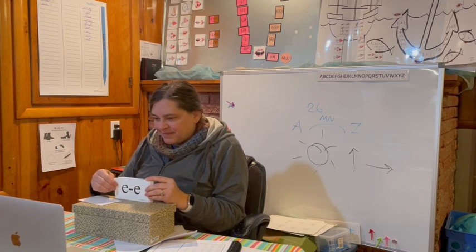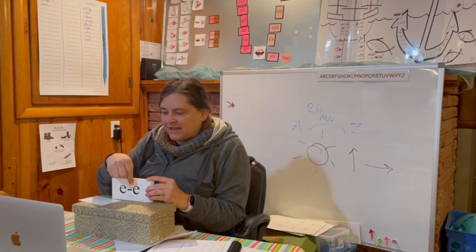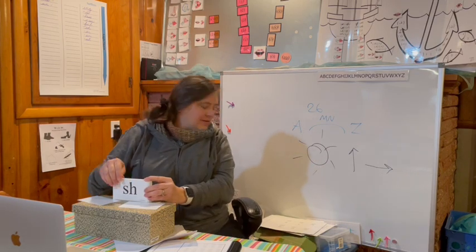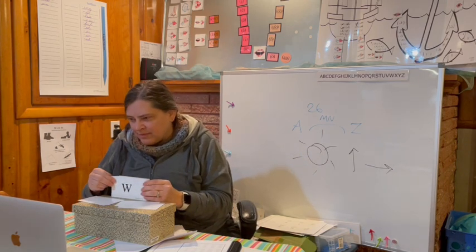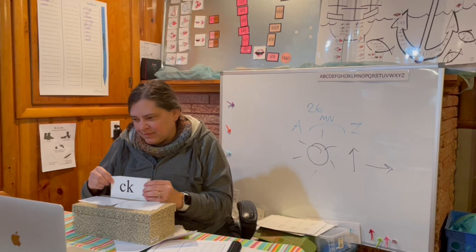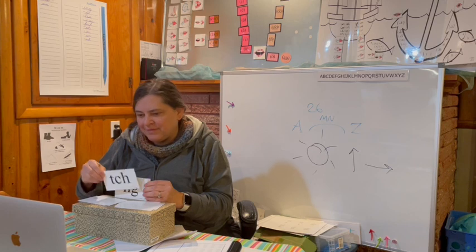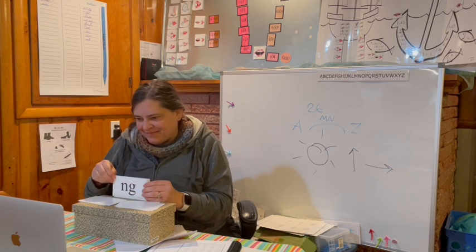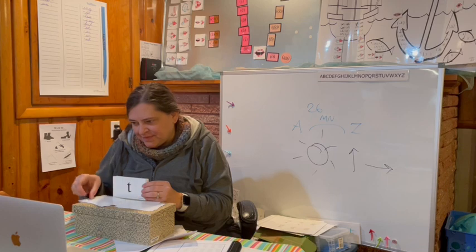S, E, combination E. So it's E, consonant E. E, E, that's right. Then S, H, perfect. O, W, I got P, H. I got C, K. I got T, C, H. I got N, G, L. A, consonant E, perfect.